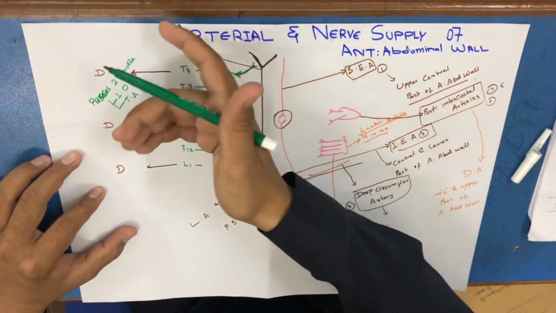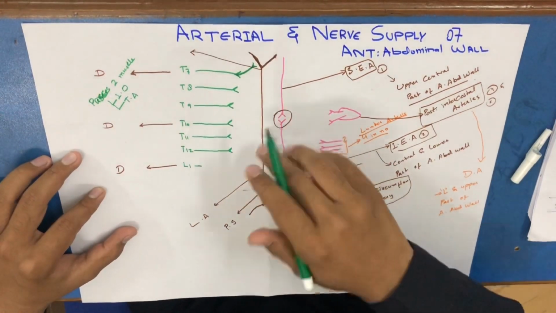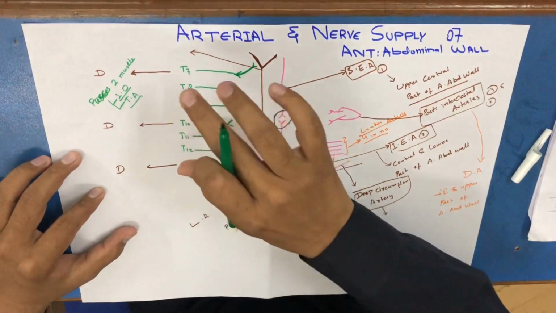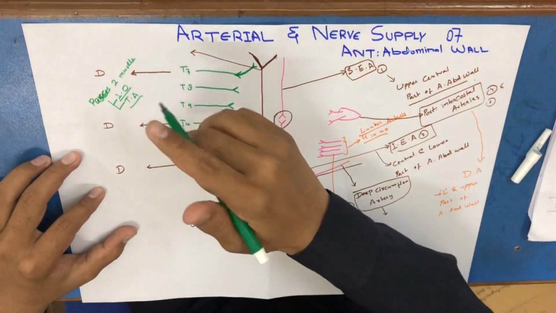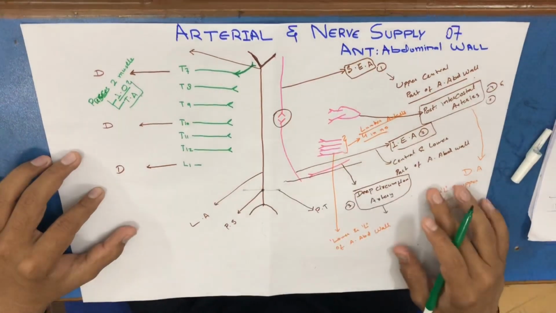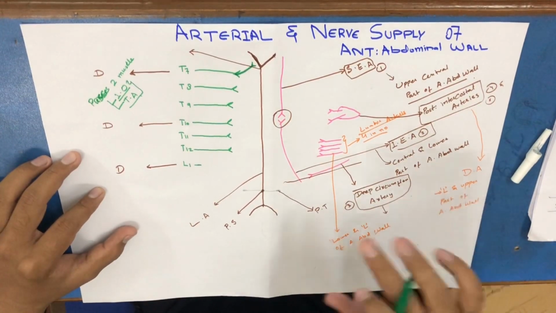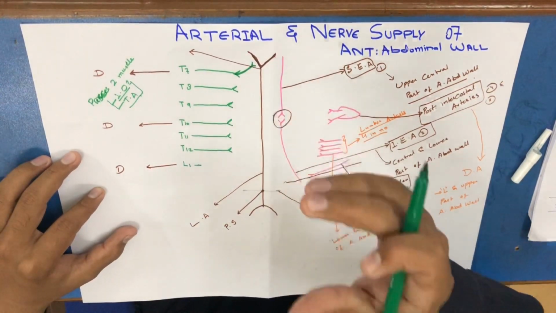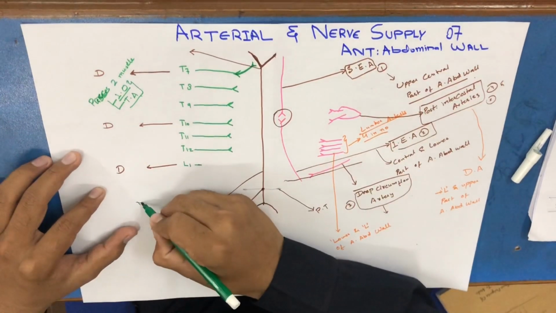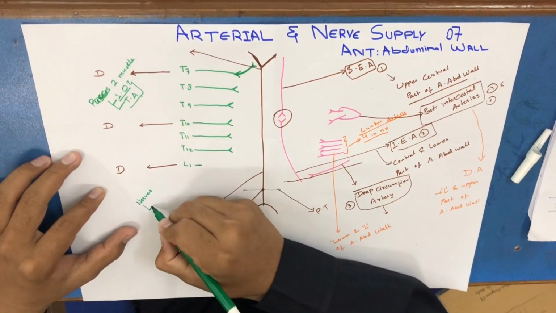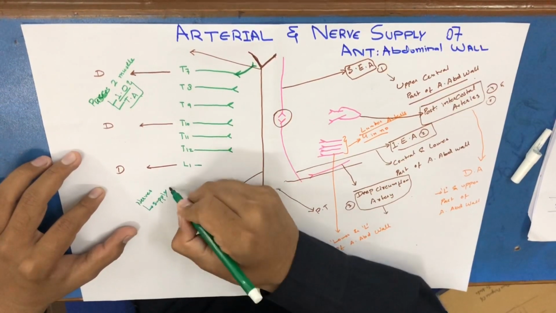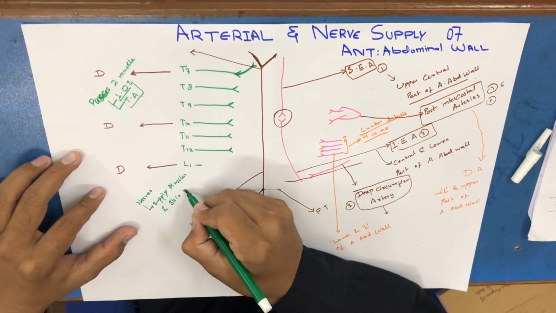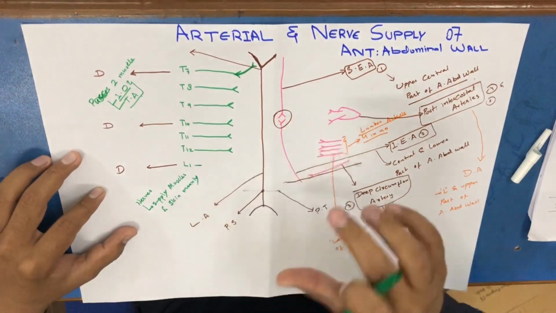These nerves come from behind and pass between two muscles, the internal oblique muscle and the transverse abdominis muscle, right? And these nerves supply the muscles and the skin of the anterior abdominal wall mainly. They also supply the parietal peritoneum.